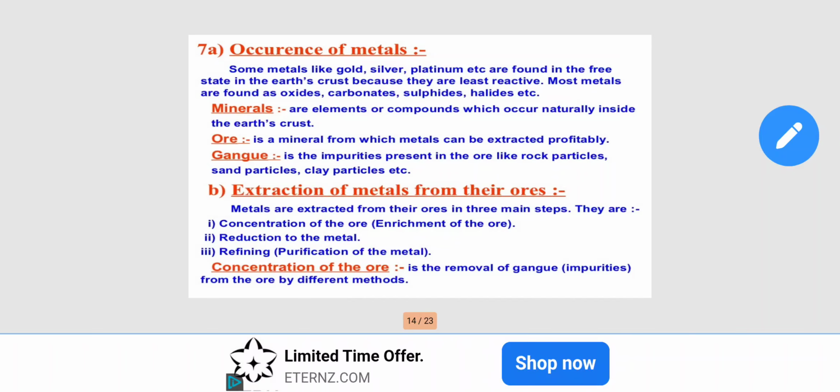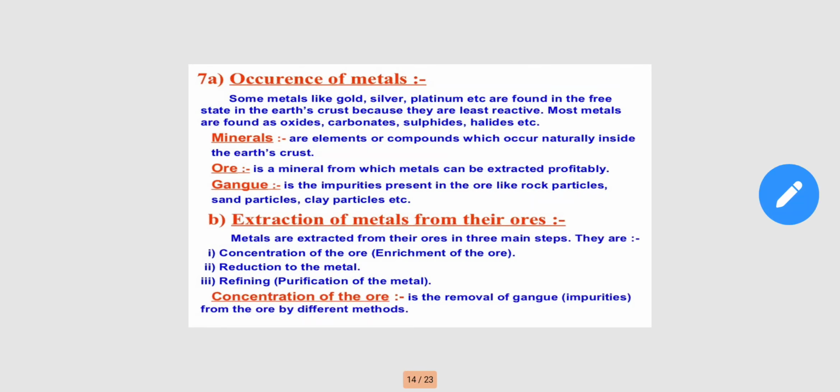What is ore? Ore is a mineral from which metals can be extracted profitably. These three definitions are very important for your exam. Just remember. What is gangue? It is the impurities present in the ore, like rock particles, sand particles, or clay particles, etc.